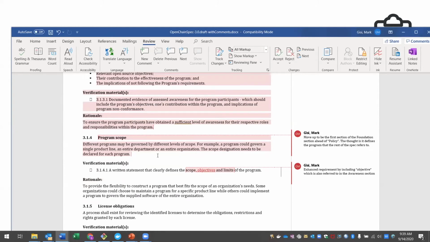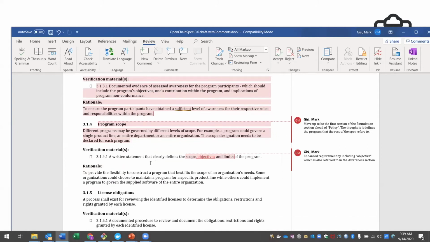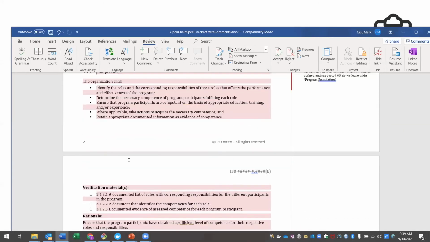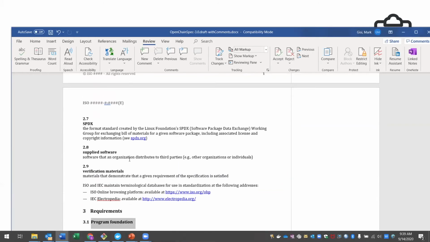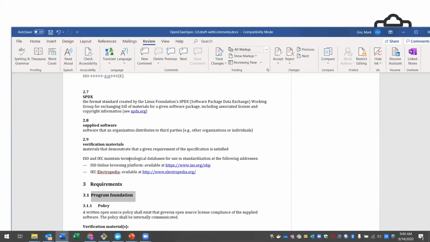for a little longer. The other comment that we got was to include the word objectives in this particular requirement within the program scope. I should have included this verification materials section with the scope. I should have highlighted it. I think we did discuss that. Mary, I think you might have been here for that. We discussed objectives, and in fact that came from the awareness section, I believe.